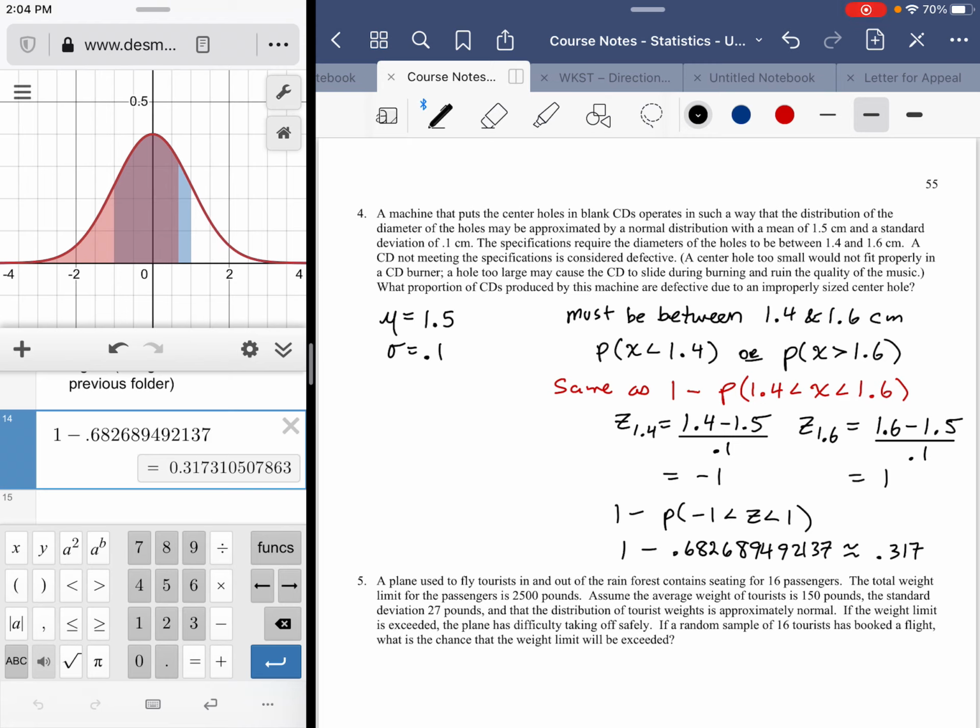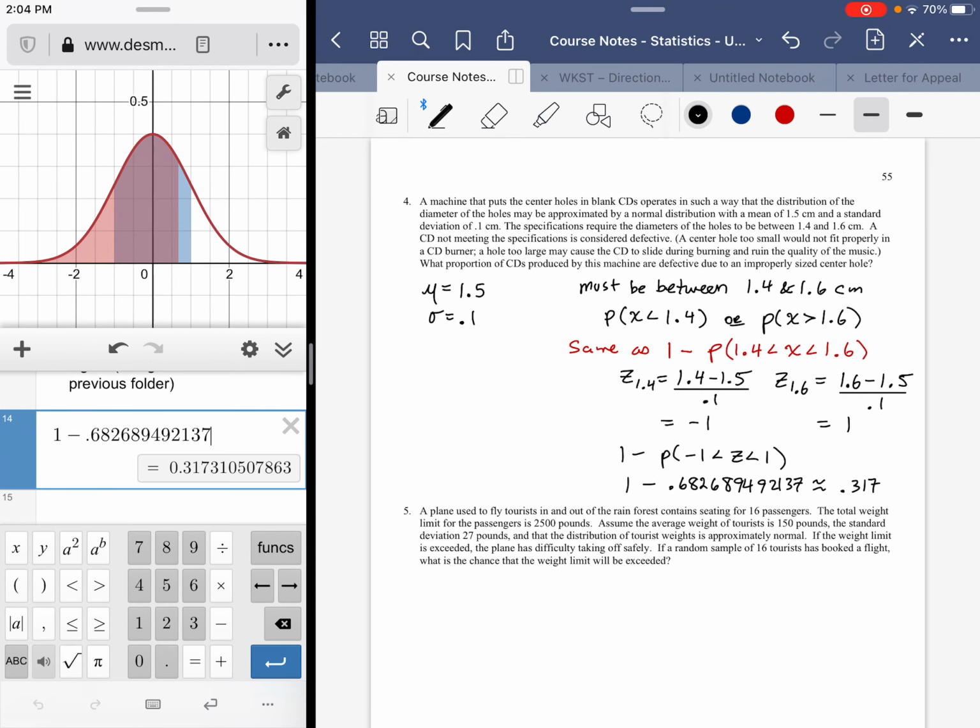All right. So with a mean and standard deviation for the population of 1.5 and 0.1, there's actually over a 30% chance that you're going to get a defective item. That's probably not good. I'm not in the business of making CDs, physically or content-wise either, but I can't imagine that's a good number. That's almost 1 out of every 3 of them going to be bad. I don't like the sound of that. All right, but a conclusion can be drawn.